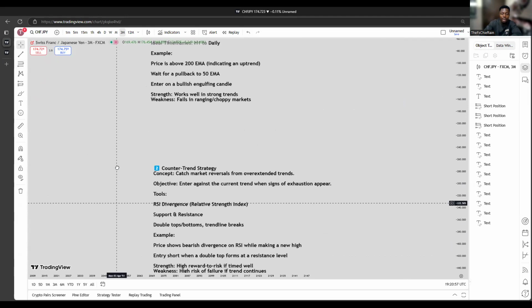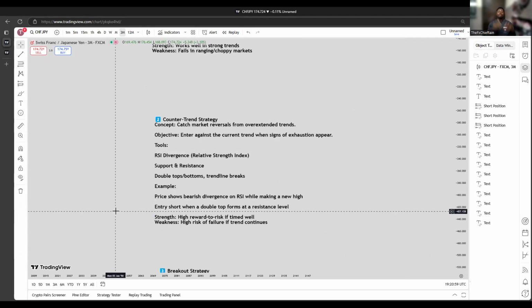Moving on to the next, we have the counter trend strategy. Apologies, the counter trend strategy. This concept means catch the market reversal from an overextended trend. When the market is overextended, it means that it has passed its threshold. The expected threshold is overextended. So what people are waiting for is just for it to knock off.